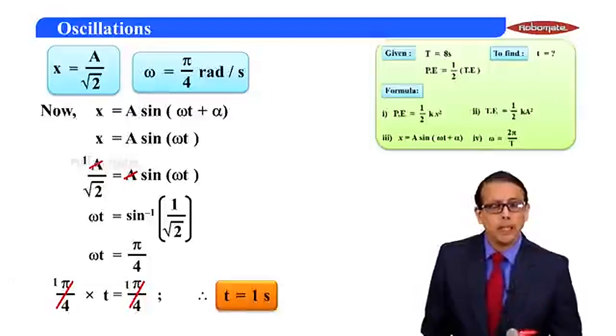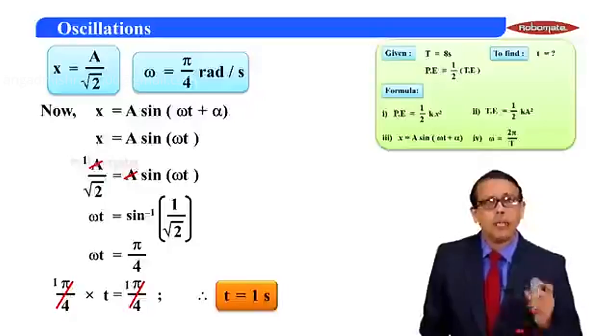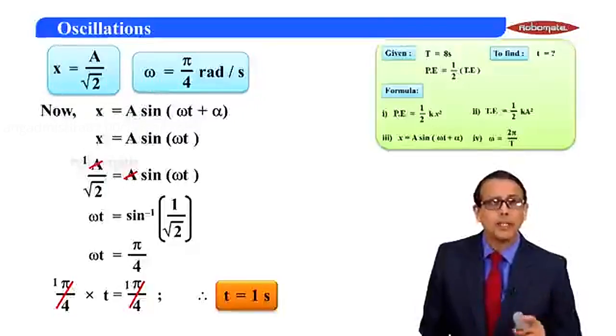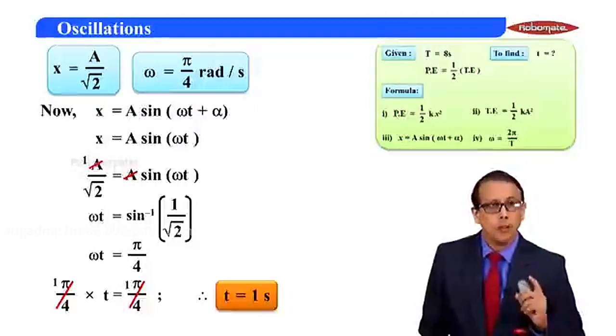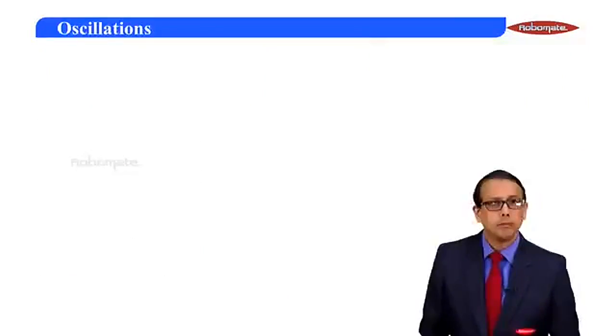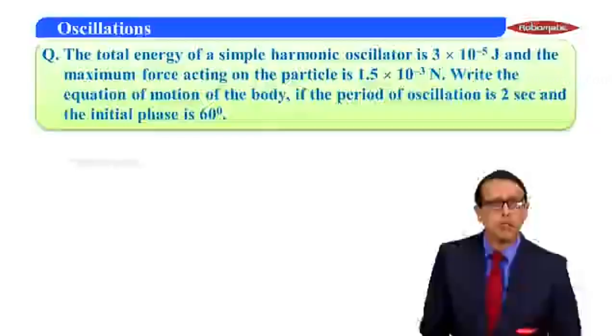So from the given hint, we found out the value of x. Then by using the formula of x as a sine omega t plus alpha, we found out the value of t, which is equal to 1 second. Let's move ahead with the second numerical, students.